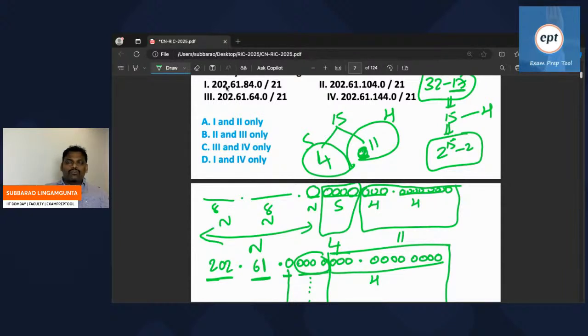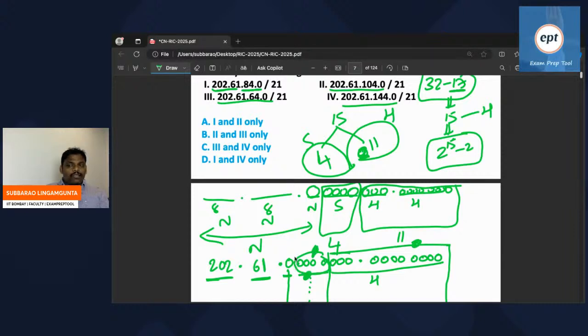So is there any chance of the first one? 20 is already there, 61 already. The first 2 bytes, don't think much. Remaining thing you think: 84.0. Remember everyone, is it possible to have 84 here? Because these all are subnet IDs. Subnet ID means the host part is zeros. This part is 0 only. Here only 64, can you write?